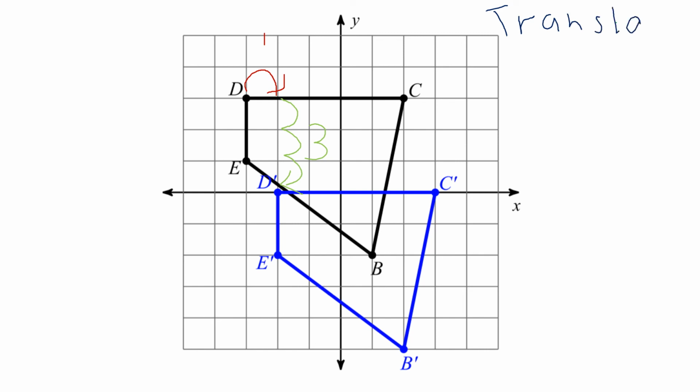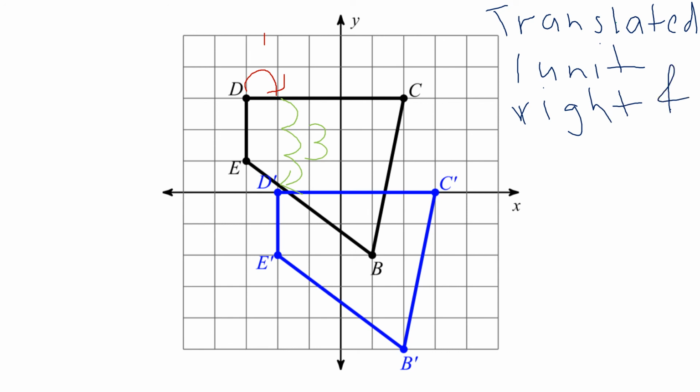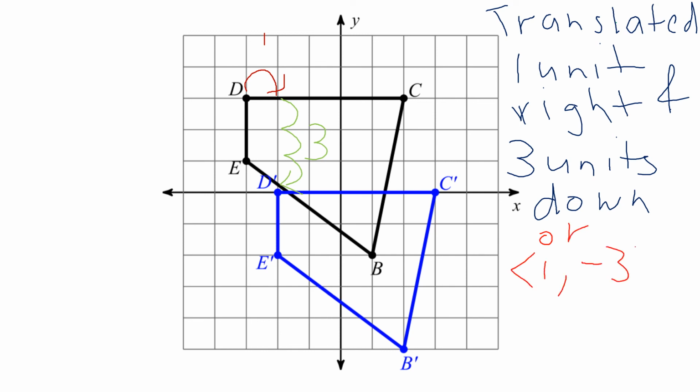Translated 1 unit right and 3 units down. Or we can say (1, -3), or we can say x plus 1, y minus 3.